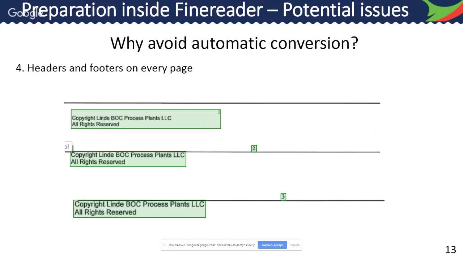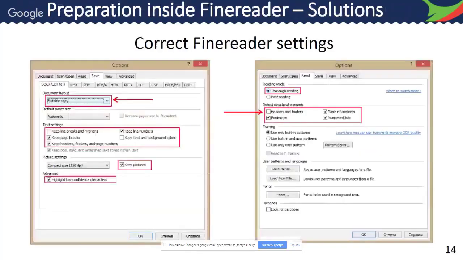And now I will tell you the solutions to these issues. First of all, before you start working with Finereader, you need to make sure that you configure it correctly. You will find detailed instructions how to set up Finereader correctly in the brochure. The most important settings include the following. Document layout setting must be changed to editable copy, and you need to specify that headers and footers must not be recognized as structural elements. You will find further details about this in the brochure.